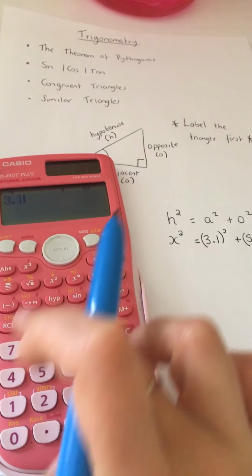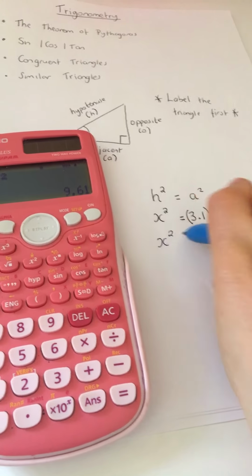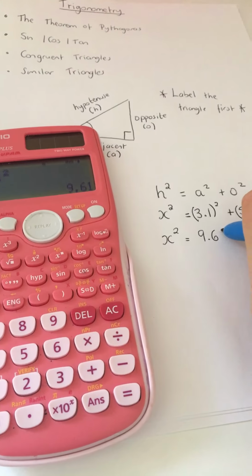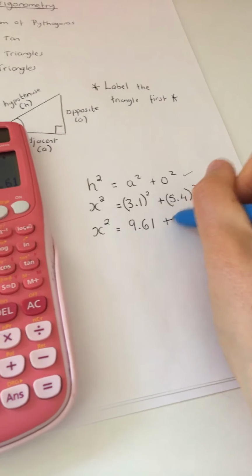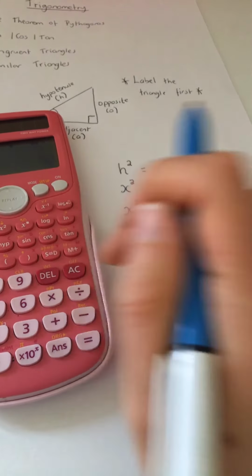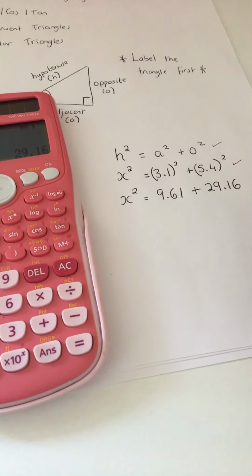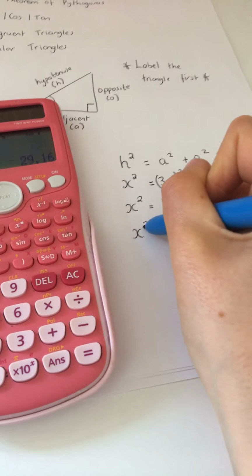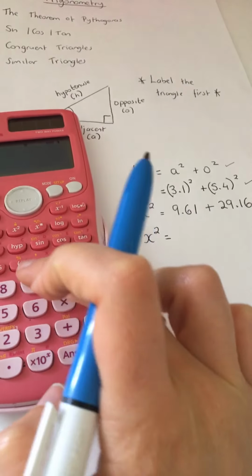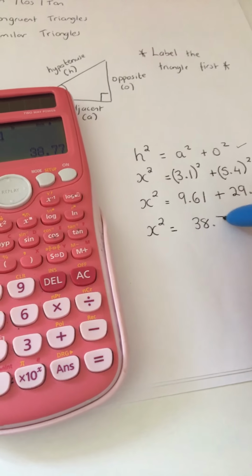So x squared stays the same there. 3.1 squared is 9.61 plus, now what is 5.4 squared? 29.16. So we still have our x squared here on the left. Let's add these 2 numbers. So 29.16 plus 9.61 equals 38.77.